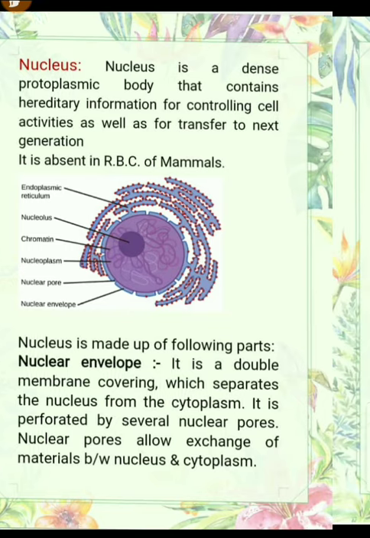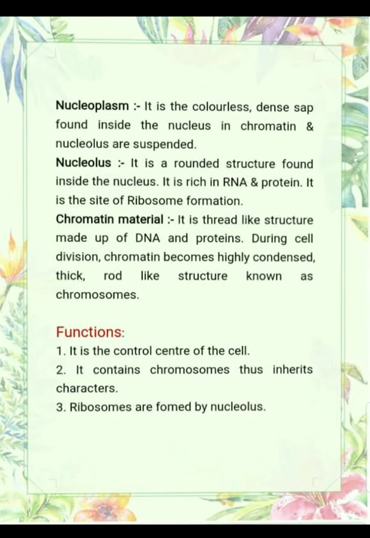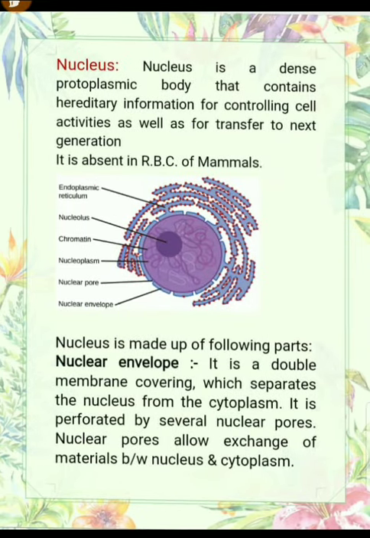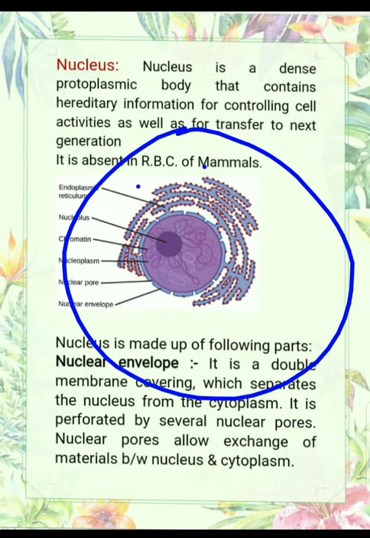So our next part is the nucleoplasm. Nucleoplasm is the colorless dense sap found inside the nucleus, in which chromatin and nucleolus are suspended. Let us see this diagram. For example, this is the cell and this is the cytoplasm. But in the nucleus also some jelly like substance is present, that is known as nucleoplasm, in which chromatin material, this one is the chromatin material, a thread like structure, and this dark body, that is the nucleolus, are suspended.